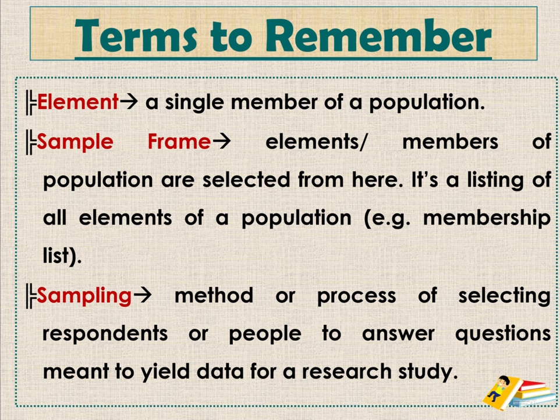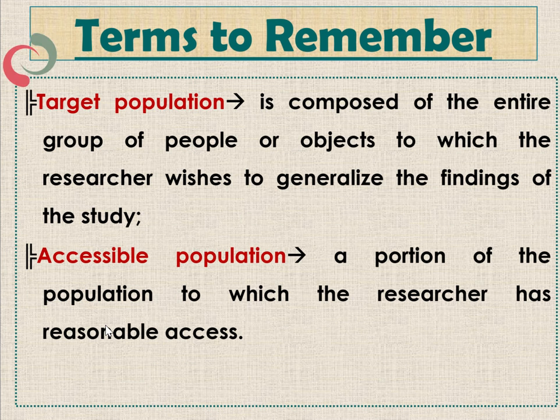So that is the term, no? Sampling. That's how we define sampling. Next, there are two groups of population: the target population and accessible population. So pag sinabing target population, it is composed of the entire group of people or objects to which the researcher wishes to generalize the findings of the study, whilst the accessible population is a portion of the population to which the researcher has reasonable access.